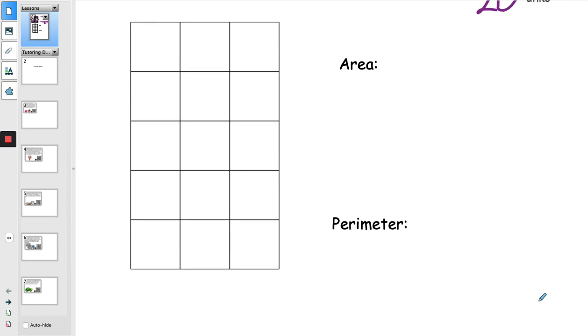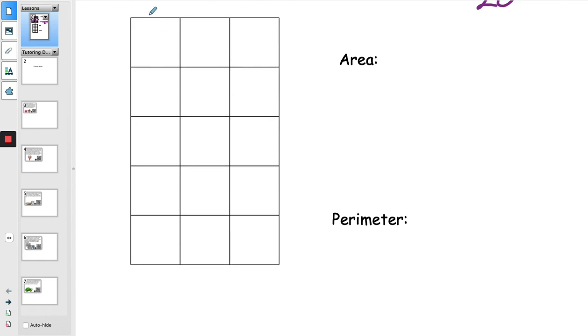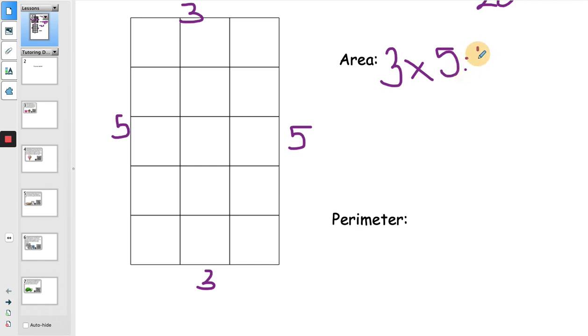So let's try another one. For the area, I'm going to go first and count how many it is across. It's 3 across, and it's 1, 2, 3, 4, 5 down. It's the same thing. Your top and bottom always match, and your left and right, your 2 sides, always match. So for my area, the first thing I'm going to do is pick the top and a side, and I'm going to multiply them. 3 times 5 is 15.